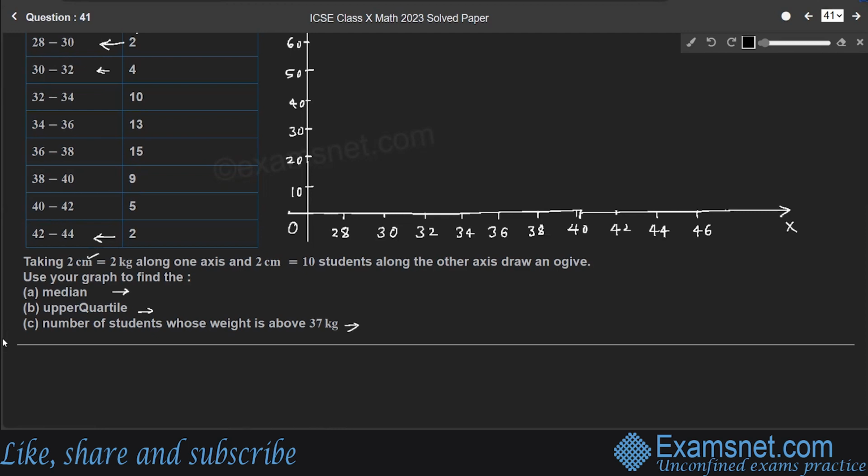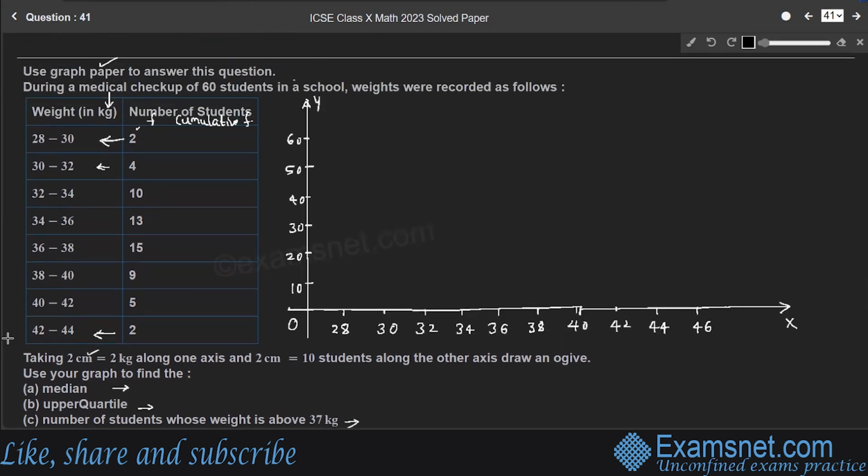Before going to the question part, we'll take the cumulative frequency. The first cumulative frequency will be as it is. The second cumulative frequency is the first cumulative frequency plus the next original frequency: 4 plus 2 is 6. Next, 10 plus 6 is 16. 13 plus 16 is 29.